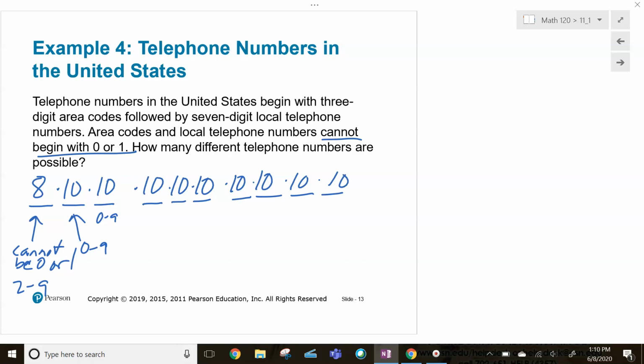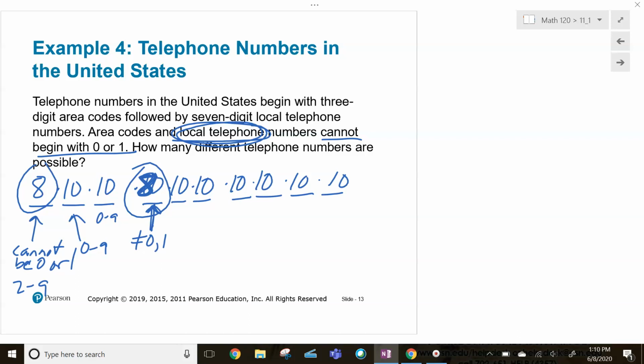Oh, I'm sorry. You know what? Oh my gosh. The local telephone number also cannot be 0 or 1 right here. I didn't read that very carefully. So that's an 8 right there as well. That one cannot be 0 or 1, and that one, right? So you multiply that together.